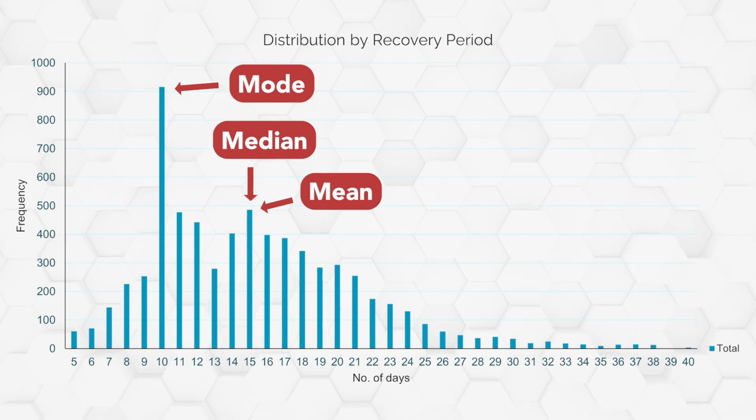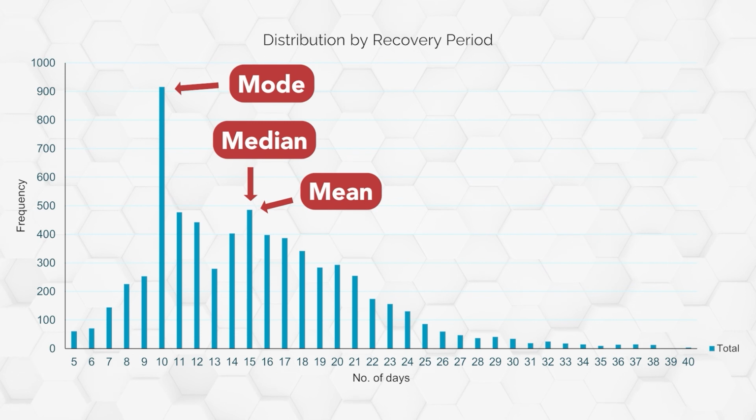Here we also see that the mode is at 10 days, meaning it usually takes 10 days for people to recover from COVID. The mode is the measure that is least used of all the measures of central tendency, but it is especially useful for certain variables.